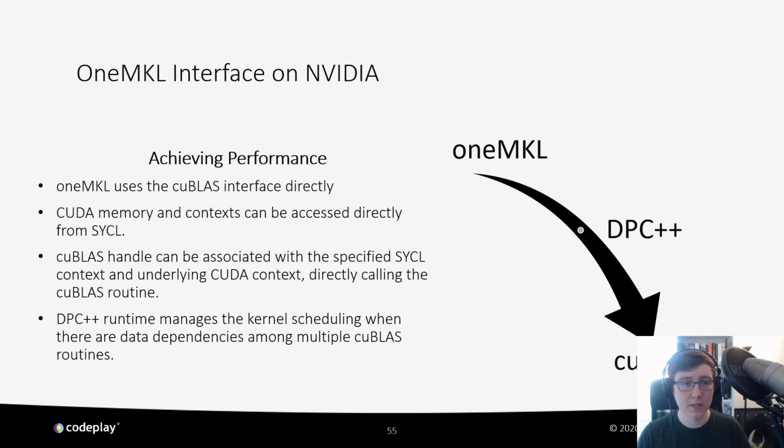In order to achieve the best performance, OneMKL does not abstract the cuBLAS backend behind any kind of interfaces or anything like that. It calls those routines directly. It accesses CUDA memory and context directly from the SYCL objects. It creates a one-to-one association between a SYCL context and the underlying CUDA context and a cuBLAS library handle. The DPC++ runtime manages any sort of dependencies between different calls to cuBLAS routines using the same dependency tracking mechanisms that it uses for SYCL kernels.